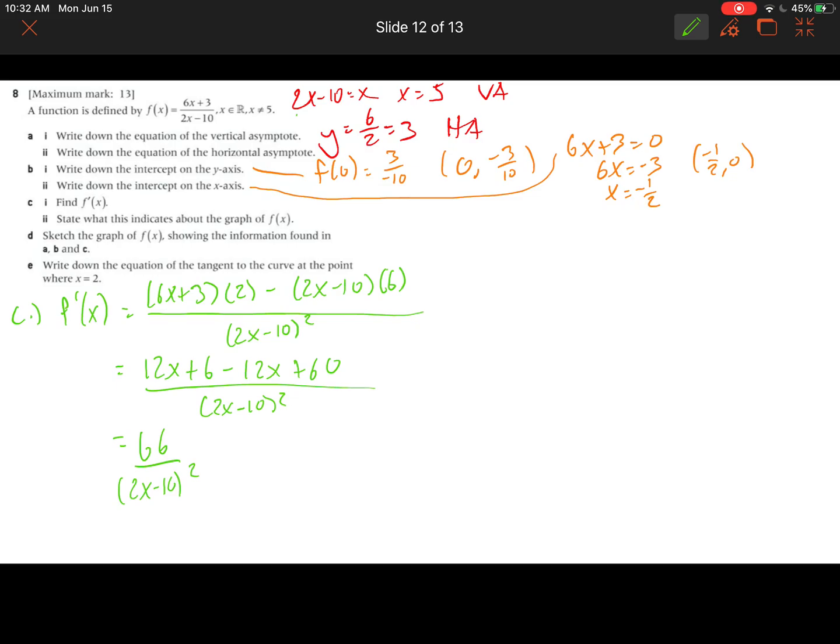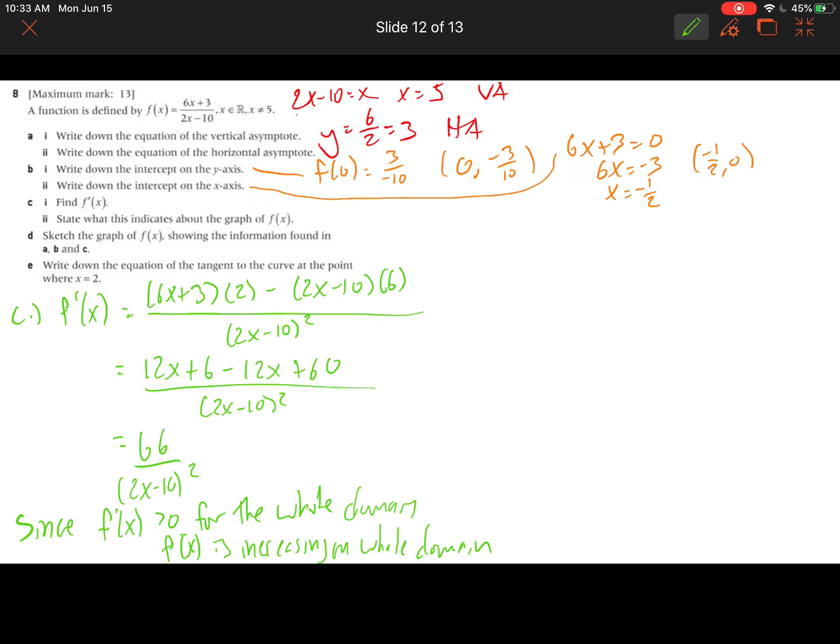State what this indicates about the graph of f of x. Okay, this tells me that this denominator is always positive, and 66 is always positive. So since f prime of x is positive for the whole domain, f of x is increasing on the whole domain.